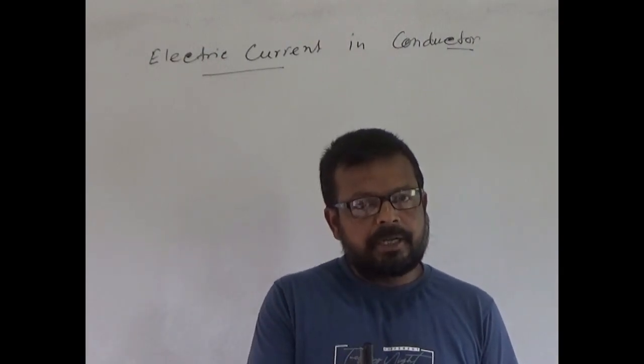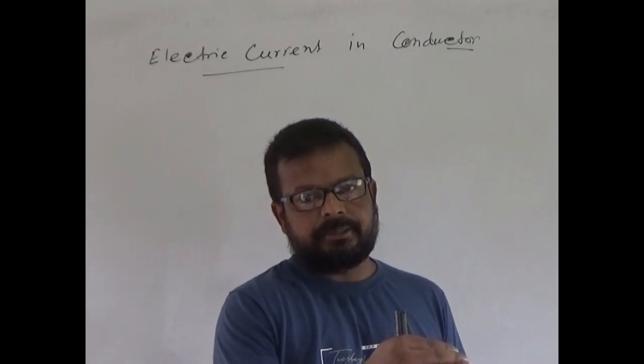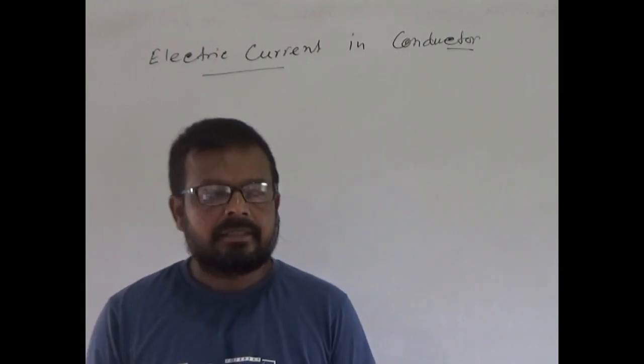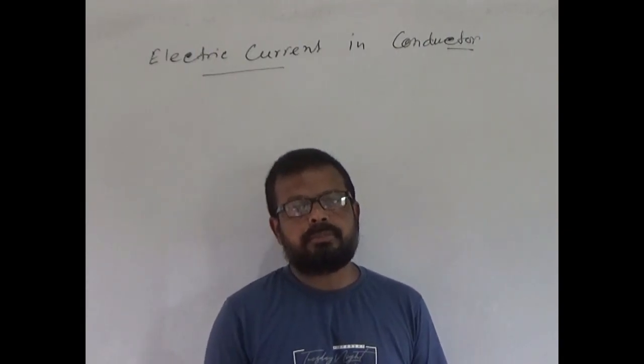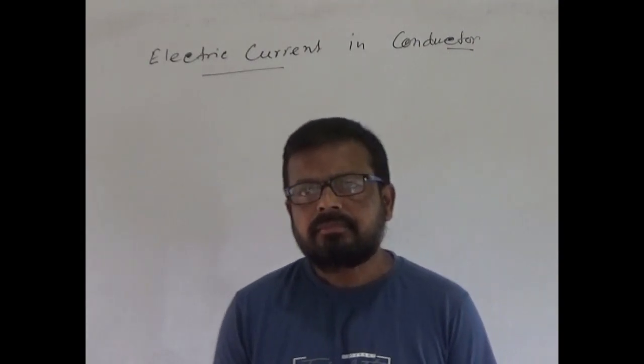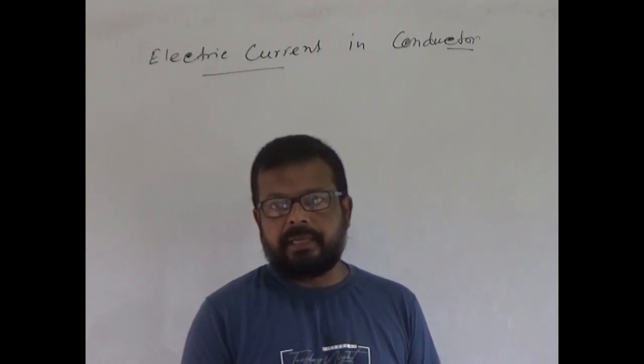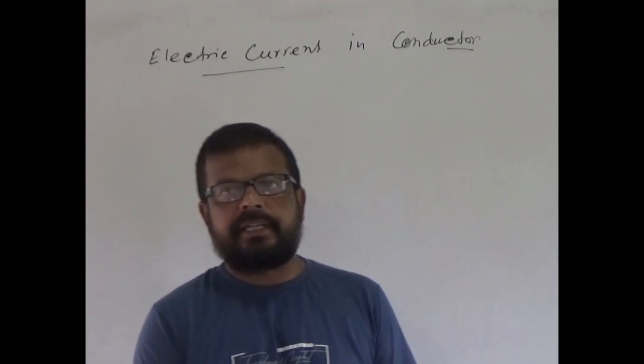It collides with the positive one and changes its direction. Again it collides with the electron, it changes its direction. Thus, we can say the thermal motion of these electrons in the absence of an electric field is random. At a particular instant of time, there is no preferred direction.